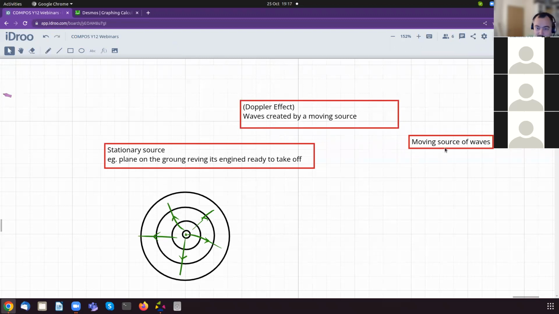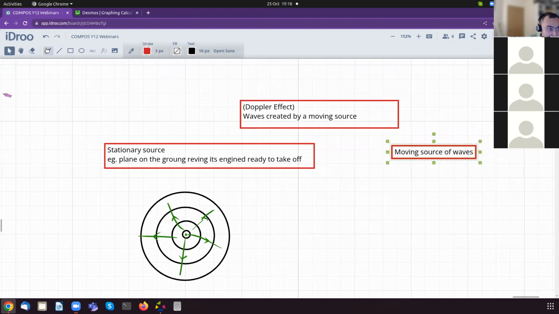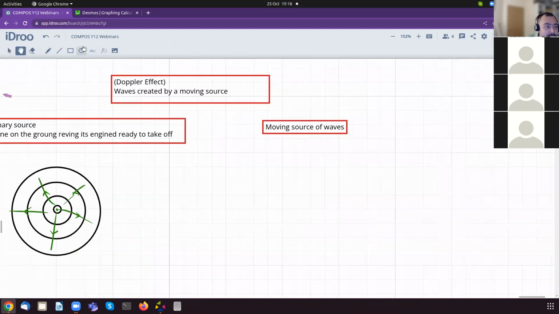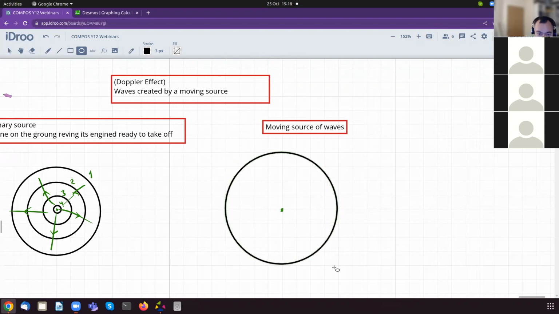Now, if you have a moving source of waves, well, a moving aircraft, there's a phenomenon: this is the first wave, this is the second wave, this is the third wave, this is the fourth wave. Because wave number 1 was created before wave number 2, which was created before wave number 3, etc. Wave number 1 was created when the source was here, and wave number 1 looks like this.